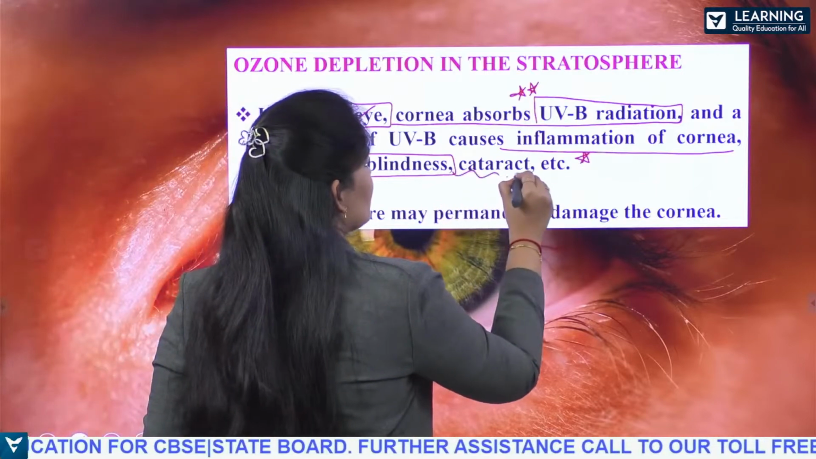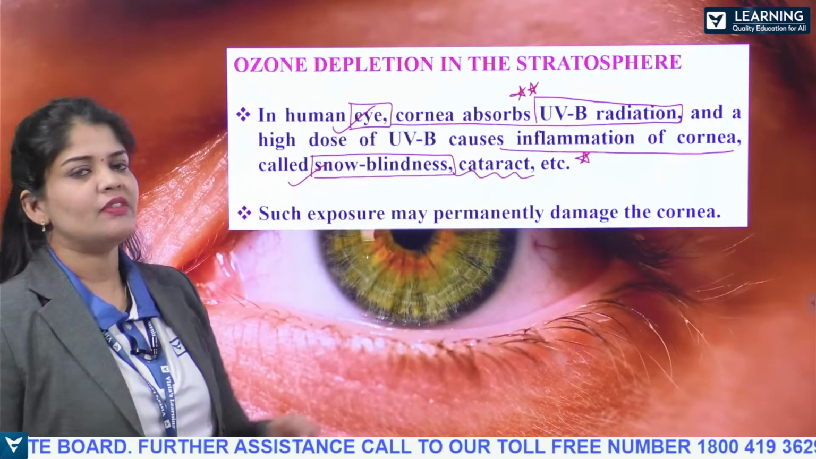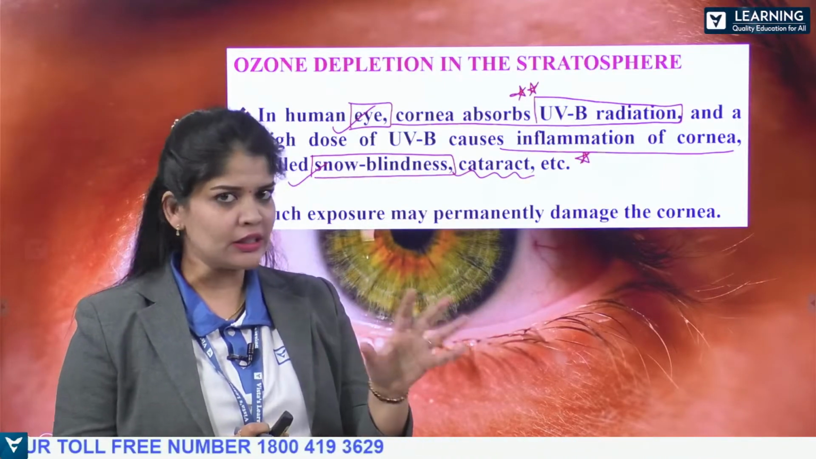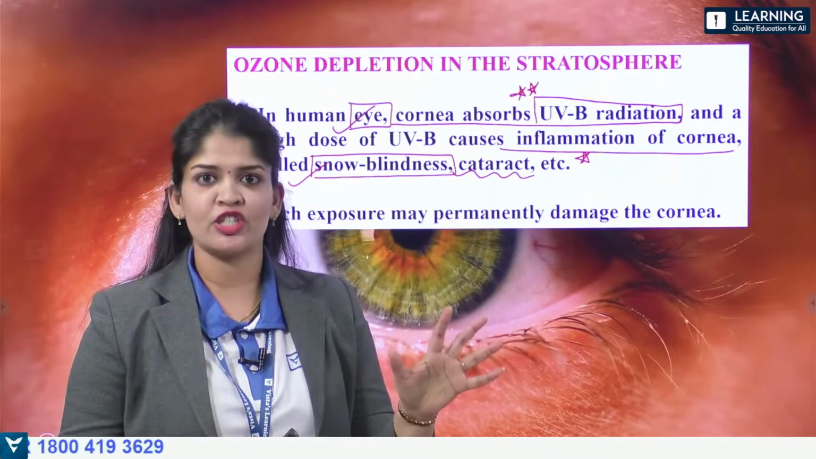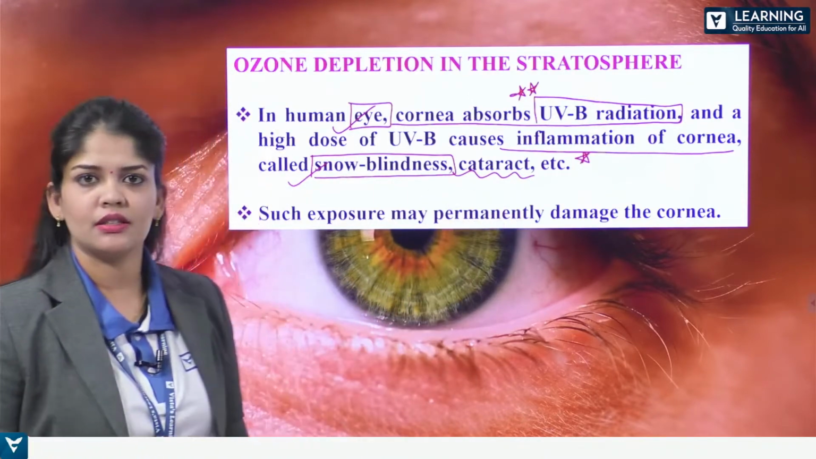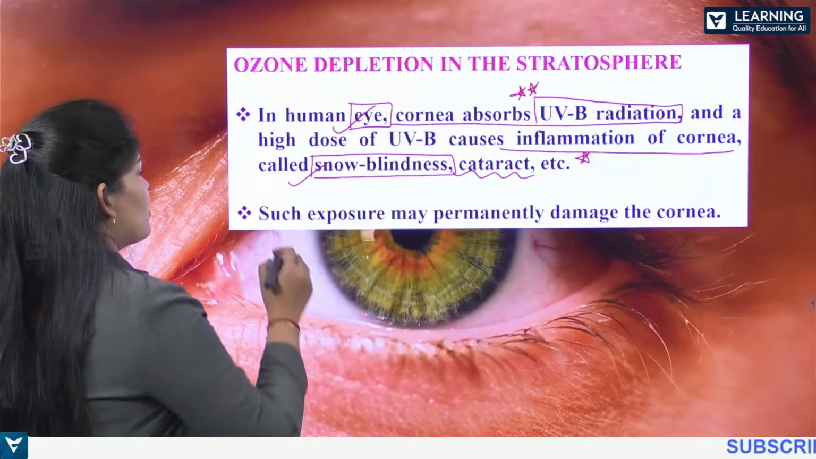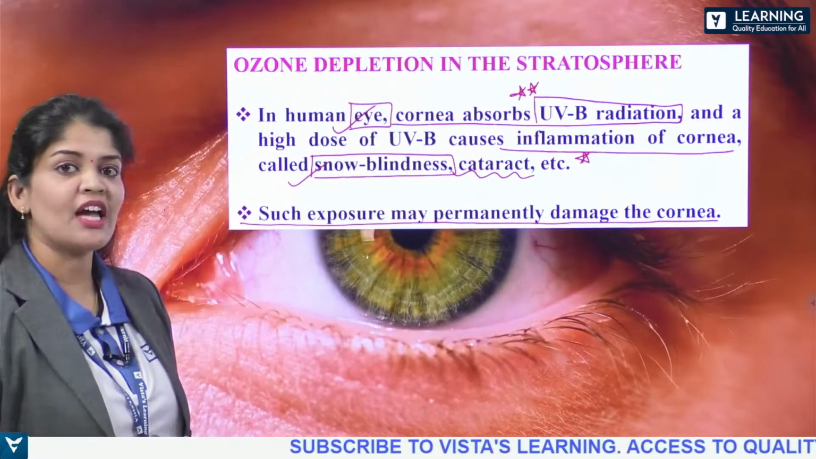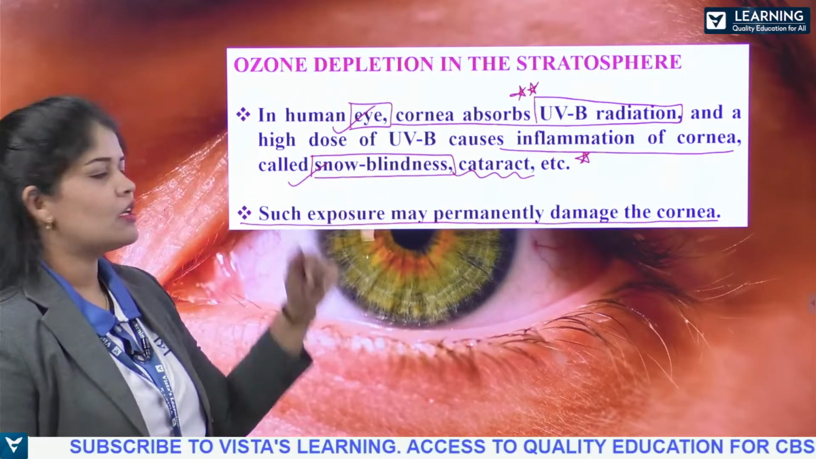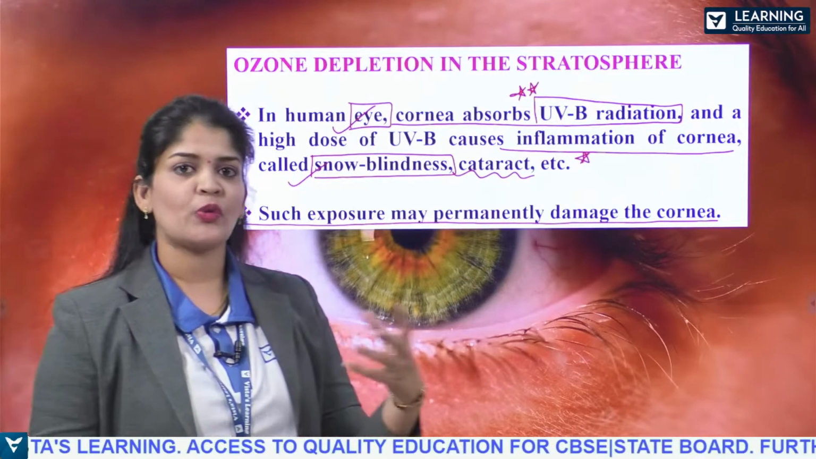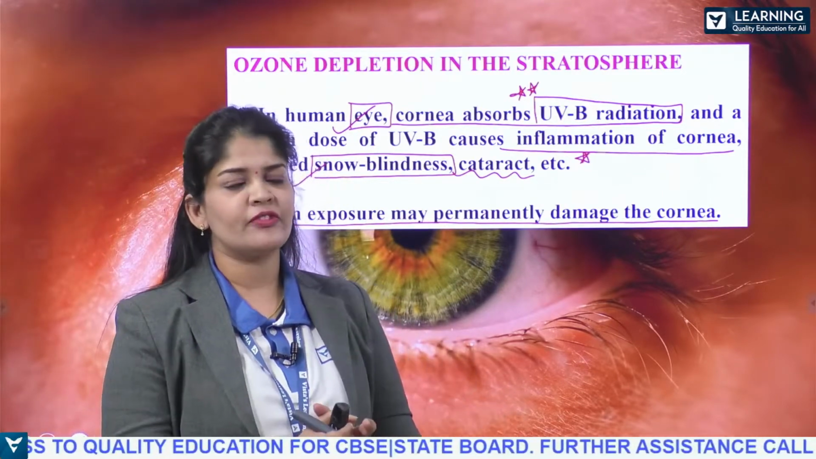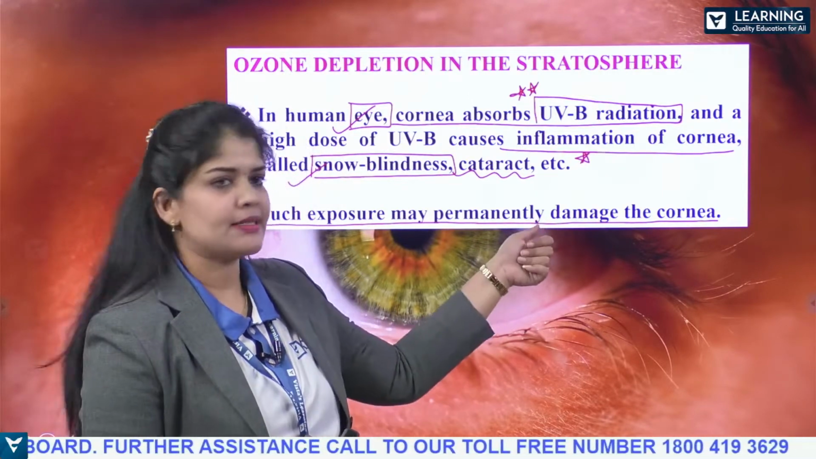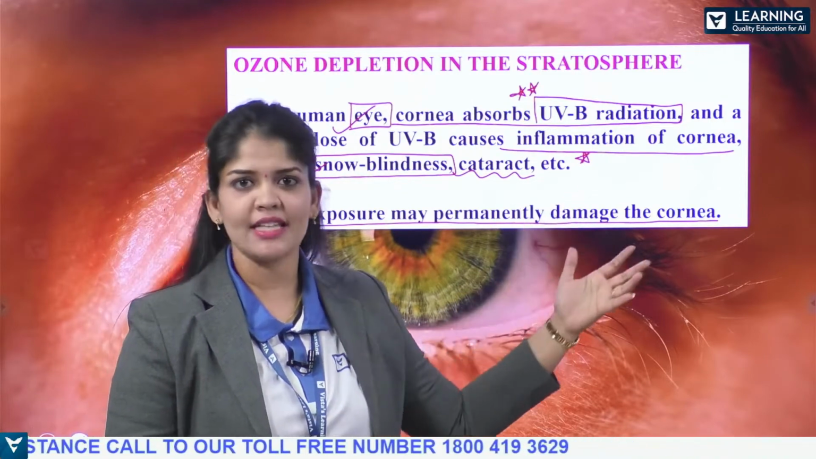And also another condition that is called cataract. With cataract, they feel like seeing through a cloudy lens. The lens is not clear, and very blurred vision is a symptom that comes in the disorder called cataract. Now, such exposure may permanently damage the cornea. It may have temporary effects with symptoms like reddish swelling of the cornea, blurred vision, or if the exposure to this UVB is continuous, it finally leads to permanent blindness, permanent damage to the cornea.